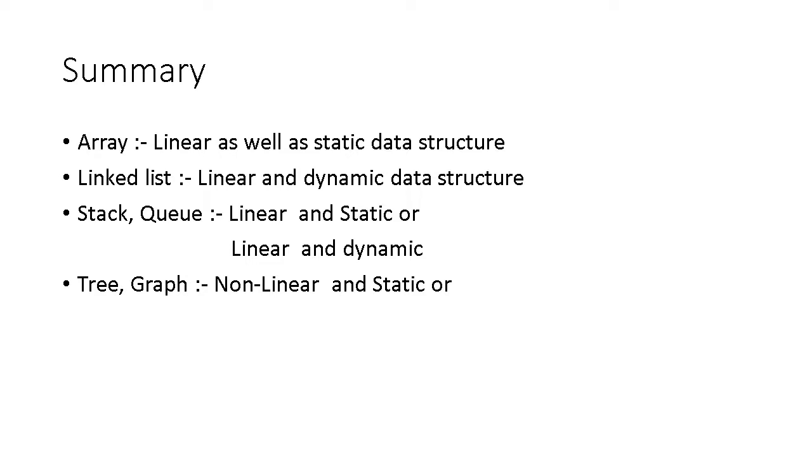Stack and queue are both linear data structures, but when memory allocation happens statically, we say we have implemented the stack or queue statically. When memory allocation occurs dynamically, we say they are implemented as linear and dynamic. Tree and graph are also the same, as they are non-linear data structures. Hierarchically they are storing data. They can be implemented as static or dynamic.